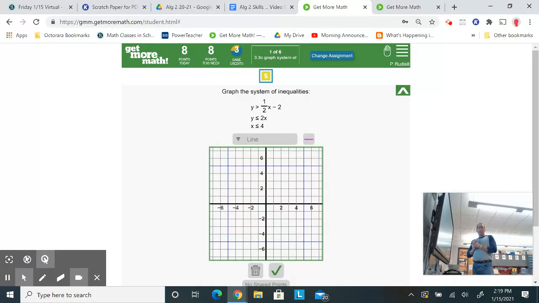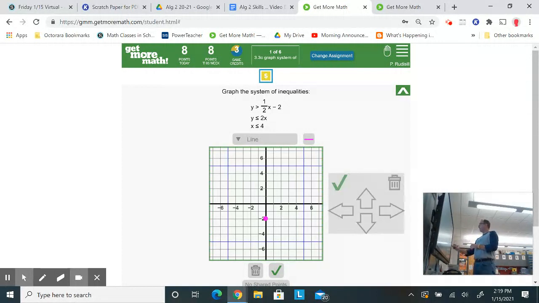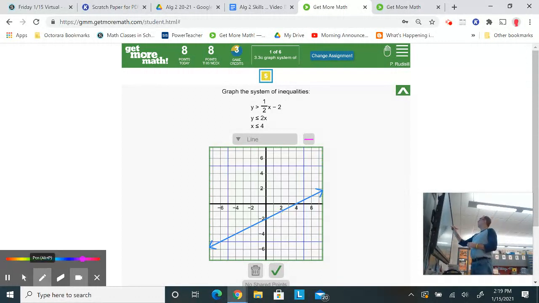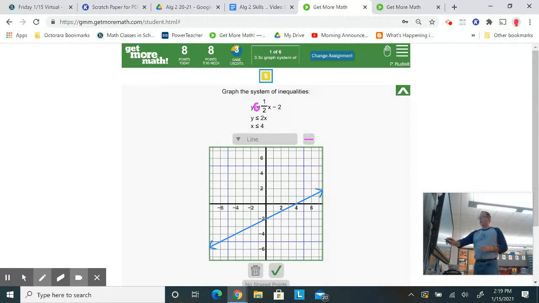Okay, so let's graph these inequalities. Let's start with the first one. Y is greater than 1/2 x minus 2. The y-intercept is -2. The slope is 1/2, rise 1, run 2. And there's my line, but notice there is only a greater than sign, no equal. So I want to make sure that is a dashed line.